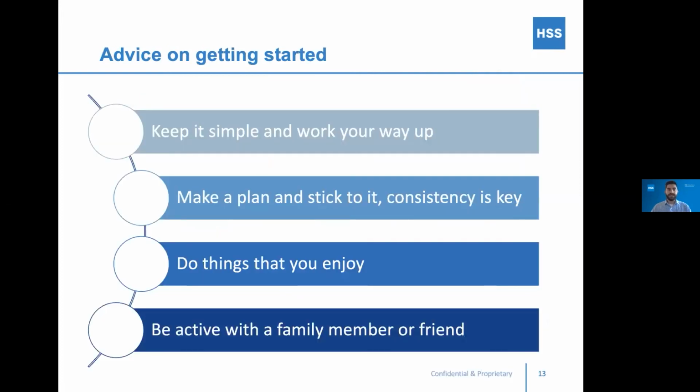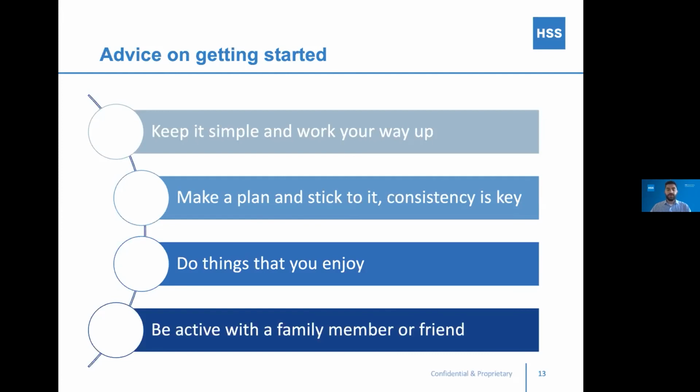So my advice on getting started with any exercise program: keep it simple, work your way up, make a plan, stick to it, and the main thing is consistency. So just want to remind you again, the recommendations from the American Heart Association are 150 minutes per week of moderate aerobic activity and 2 strength training days, or 75 minutes of more vigorous work.